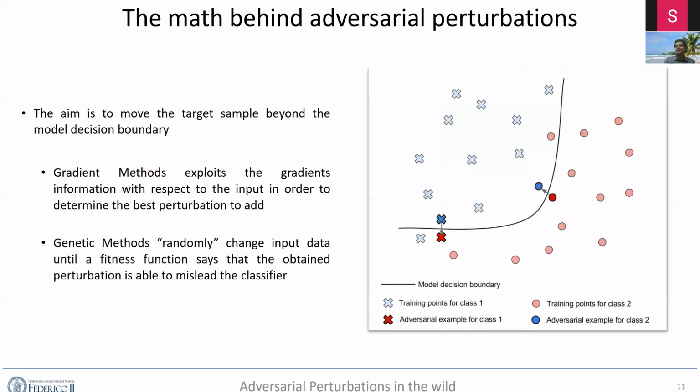The math behind this is quite simple because, as you know, what any kind of machine learning algorithm does is to create a separation hyperplane in the feature space. So what an adversarial algorithm does is to simply change the pixel values in order to move a target sample from one side to the other side of the decision boundary. Clearly, the closer the target sample is to the decision boundary, the easier it is to perform the attack.